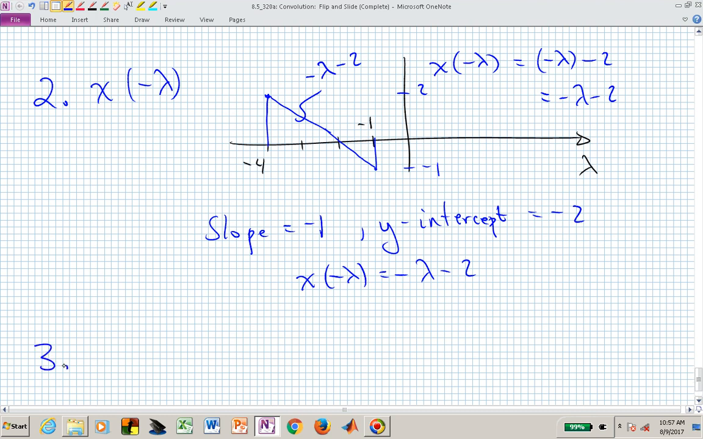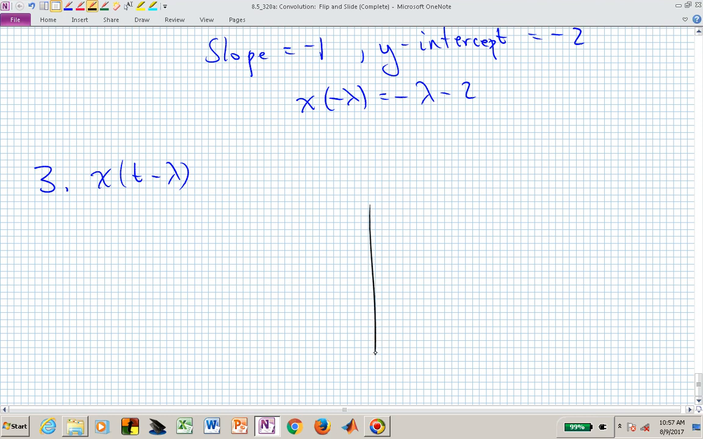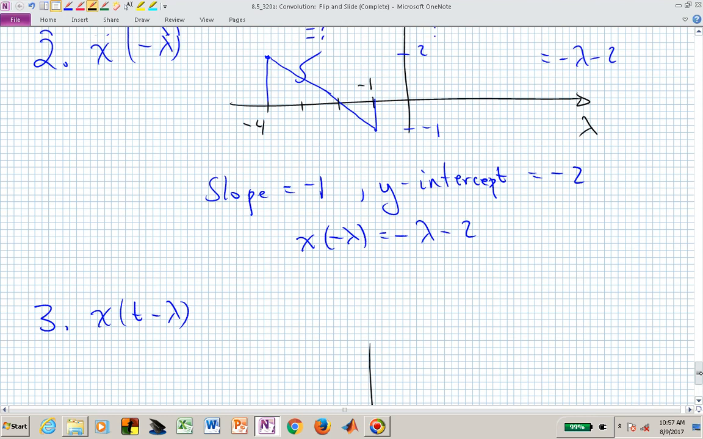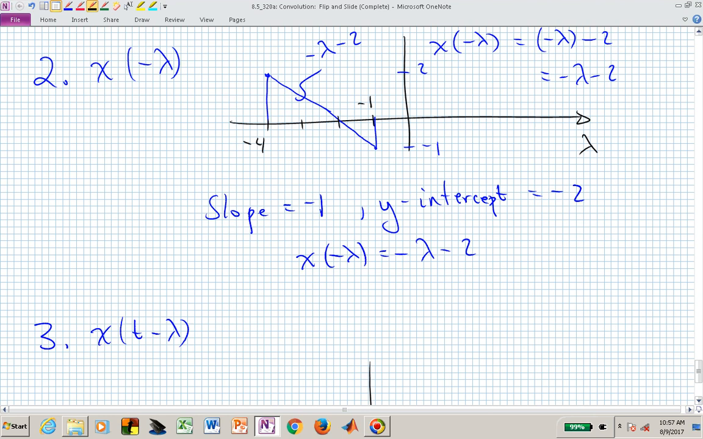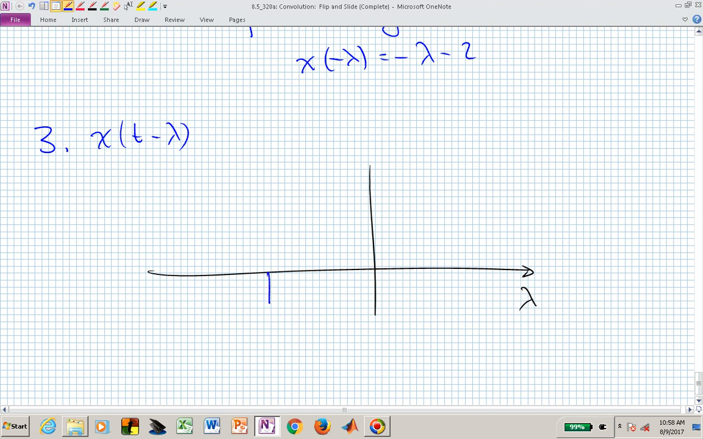Finally then, in step number 3, we want to find x of t minus lambda. And to do that, all we really want to do now is shift this x of minus lambda to the left by selecting appropriate values of t, so that now we have something that looks like t minus 1. It now goes up, and this is now t minus 4. This would be a value of 2. This would be a value of -1. And functionally, this is x of t minus lambda.